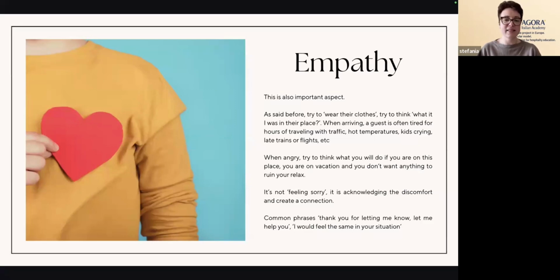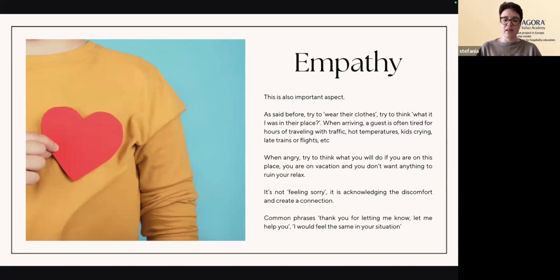Maybe they have kids crying. Late trains, or the flight was cancelled, the flight was late. Okay, all of these situations. So when you are receiving the guest for the first time, try first to think about all of these situations. So you might face a person who is on holiday. So he should be relaxed, but the first day arriving, maybe not. Okay.